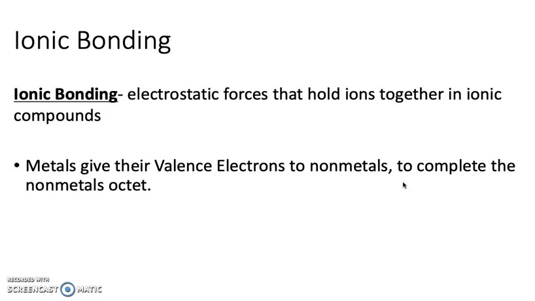So, ionic bonding: metals give their valence electrons to nonmetals to complete the nonmetals' octet. Now, metals have a lot of electrons, but only the ones in the highest occupied energy level are the ones that are going to be available for bonding. Not the inside ones, the outer shell, or the outer energy levels.